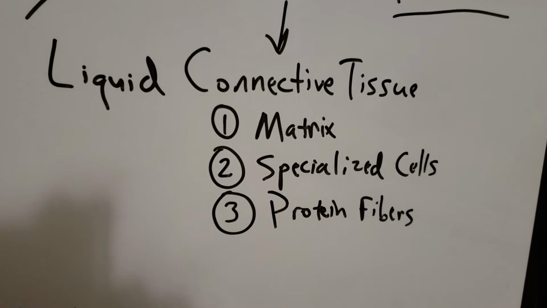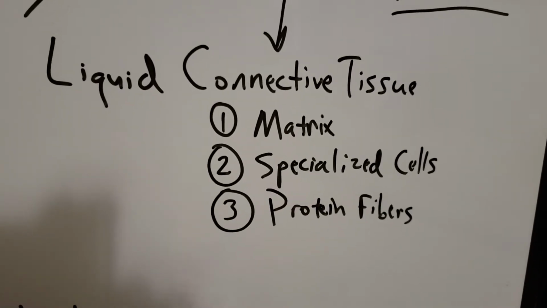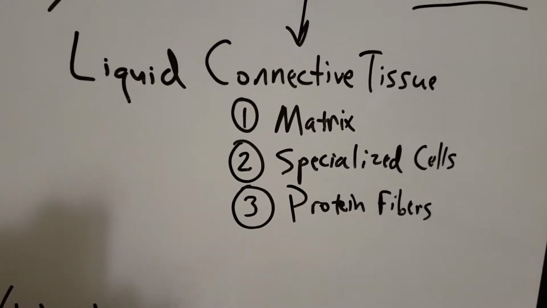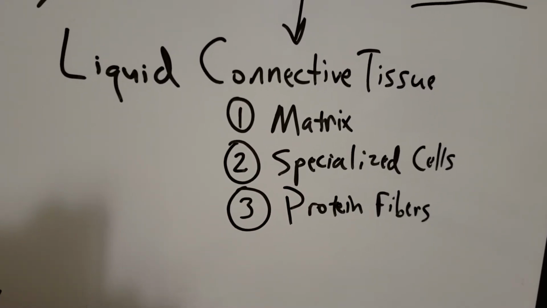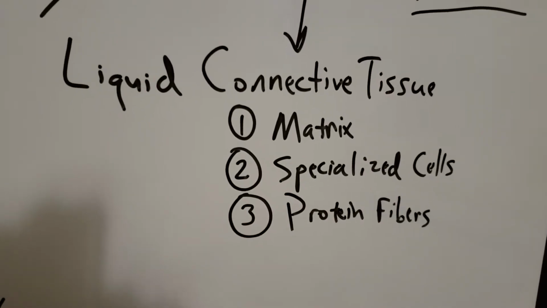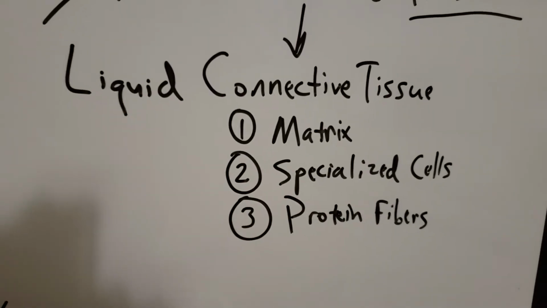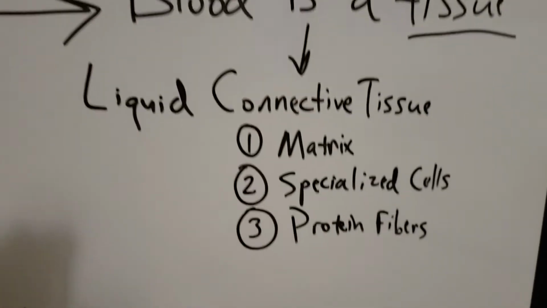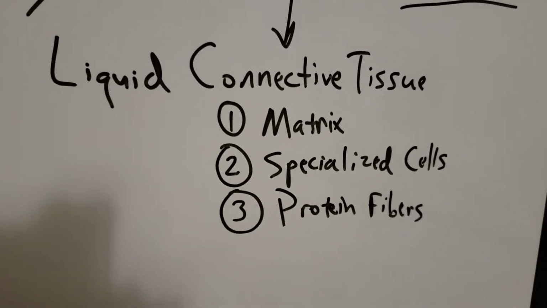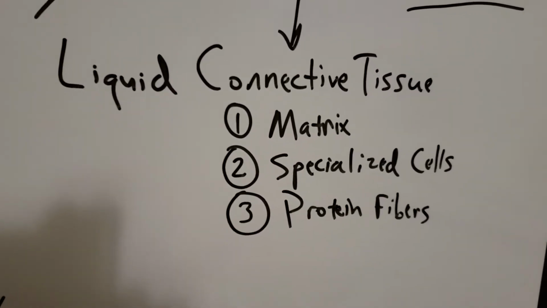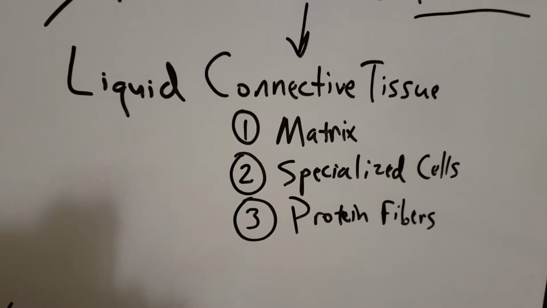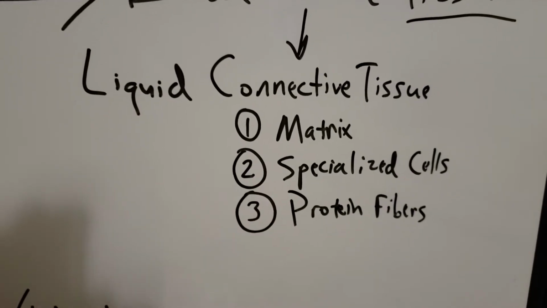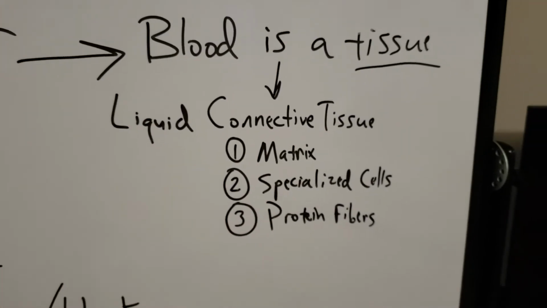It's got to have a matrix, which is whatever the cells are suspended in, and specialized cells, which is just a fancy way of saying these are cells that focus on doing a job rather than replicating all the time. And protein fibers, which is some type of protein that can be used in some type of special way. And in this case, when you're talking about blood as a tissue, these protein fibers are going to be fibrinogen, which converts into fibrin, which causes a blood clot. The specialized cells are red blood cells and white blood cells, and the matrix is blood plasma. So that's the first thing that you need to remember.